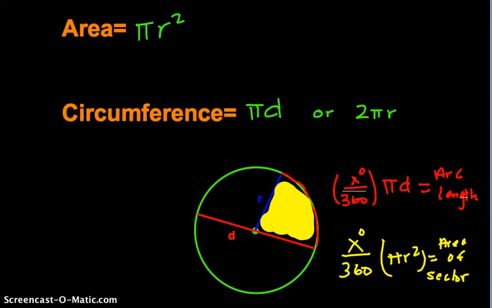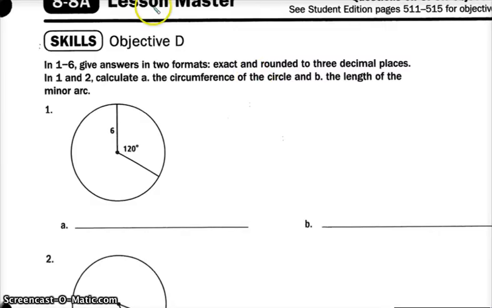Please look at your packet on the front page, Lesson Master 88A. For the top two questions, we are going to calculate both the circumference and the arc length given. So, we are actually going to use both exact form with pi in our answer, and then we're going to give the decimal approximation. So, to find the circumference in number 1, remember that circumference equals 2 pi r.